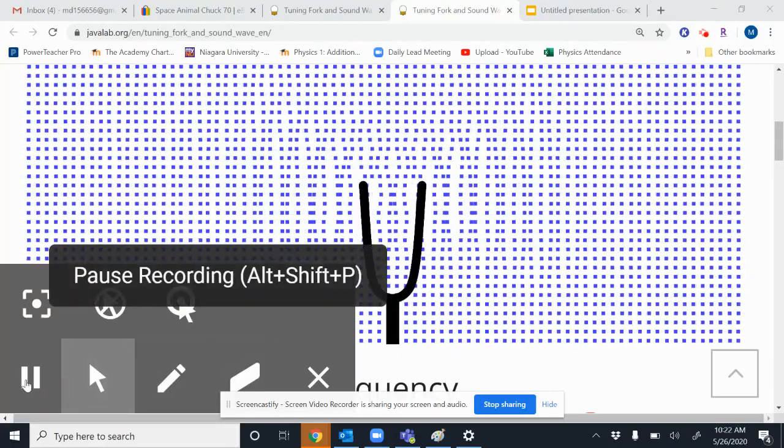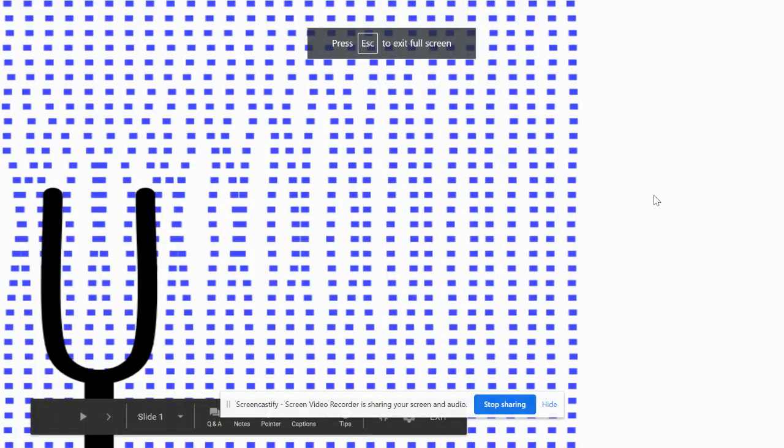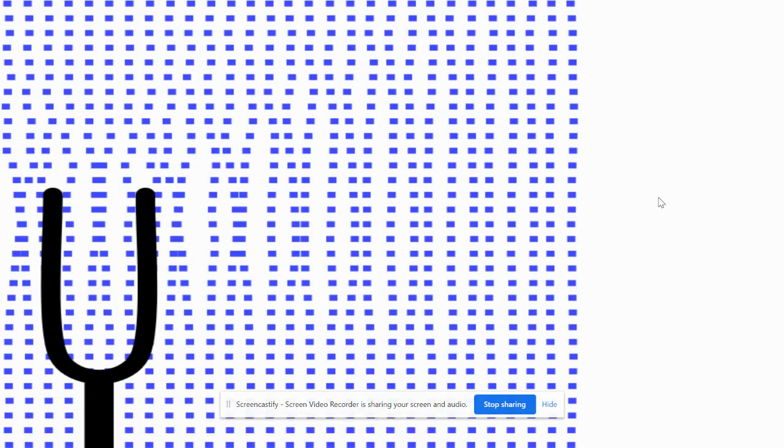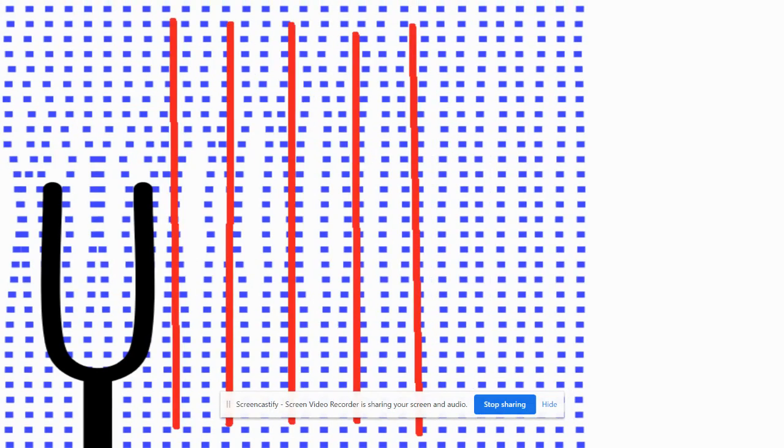Let's take a screenshot of this. Here's a screenshot of our waves. So looking at this image, you want to try to find the compressions because that's going to help us find our waves traveling through the air. So you want to find those moments of compression. I'm going to draw red lines through the compressions to make it easier to identify. So there go our waves. These are our compressions. You can tell because the molecules are closer together.